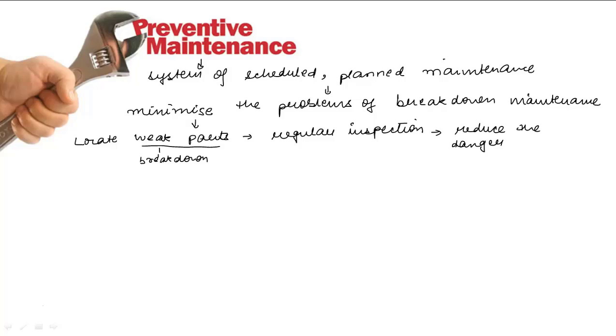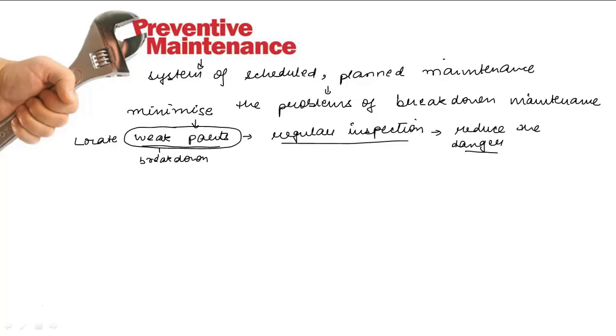If a machine is operating, you can make a regular inspection of your machinery and of the work center. You can reduce the danger, because you will come to know which are the weak parts associated with it, right? Now, moving on to next.